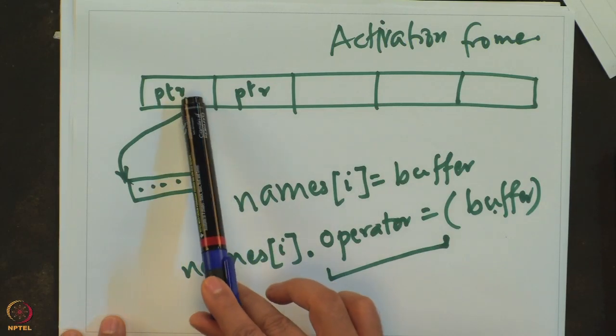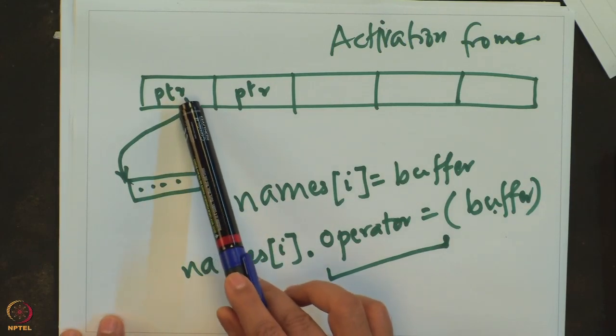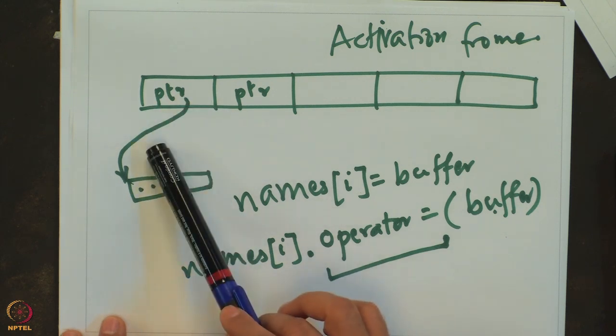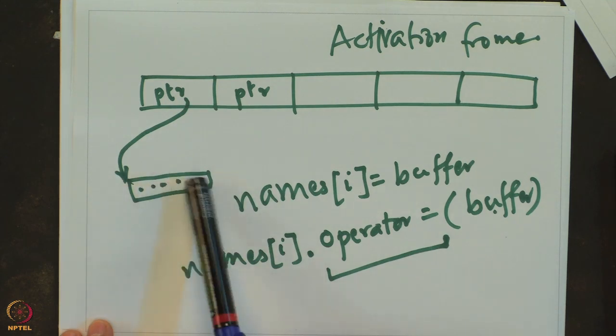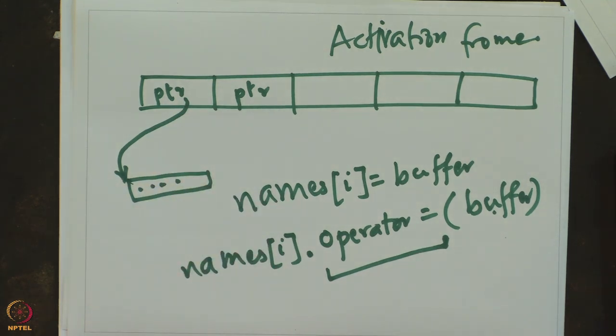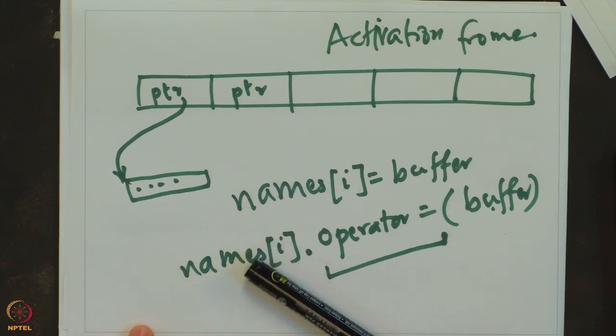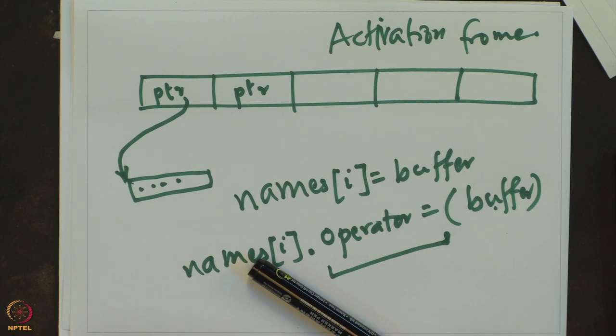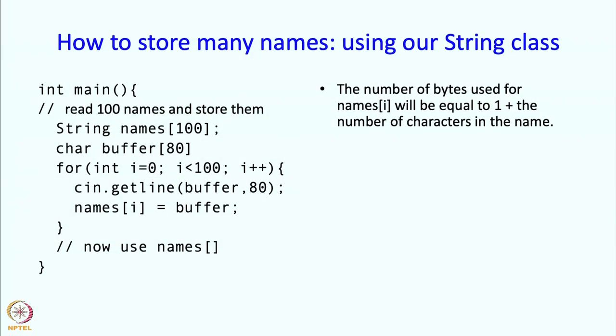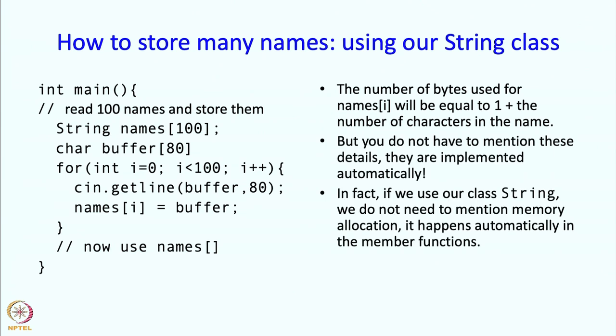Although we call it an array of string objects, the string objects themselves contain only one member, which is a pointer. That pointer points to something on the heap, where the names are stored. But the beauty is that in this solution, we are not talking about the heap at all. We are not talking about how many characters we are transferring or how much we are allocating. All this is implemented automatically. We are not mentioning memory allocation, and we do not have to worry about memory leaks or dangling pointers. Our implementation of the string class takes care of all of these things.